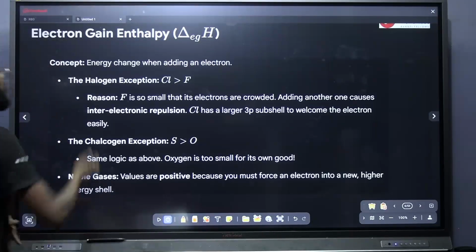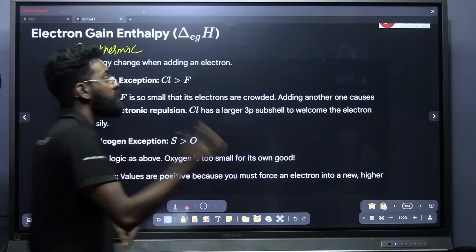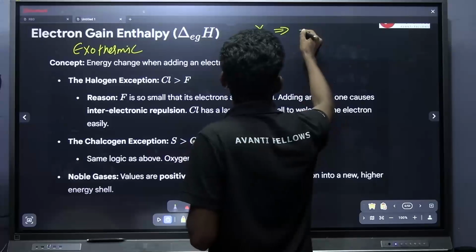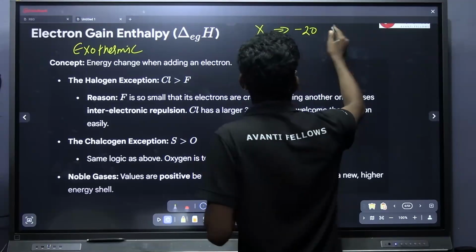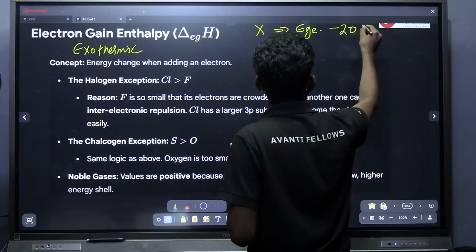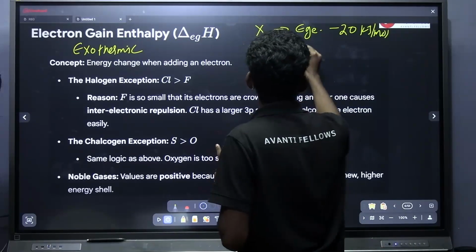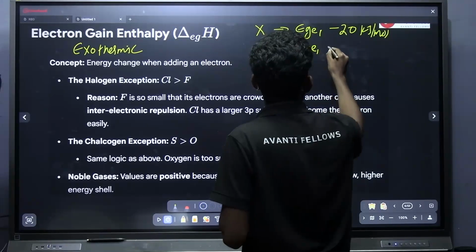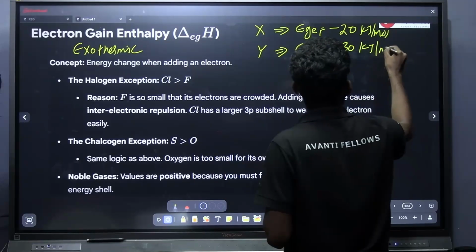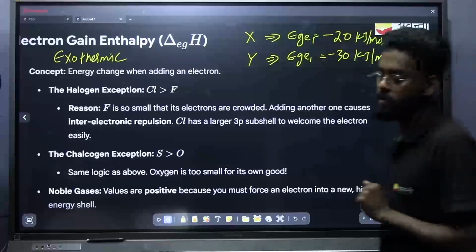Exothermic. Yes, very good, Chris. It is an exothermic reaction because it is an energy releasing process. And my question is, I have an element X which has an electron gain enthalpy of minus 20 kilojoule per mole, and I have another element Y which has a first electron gain enthalpy equal to minus 30 kilojoule per mole. My question is, among these two elements, which element can I add an electron to very easily?